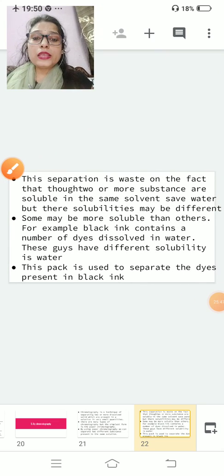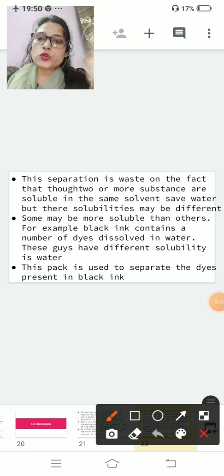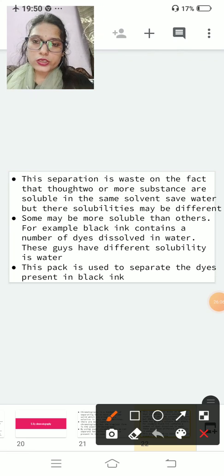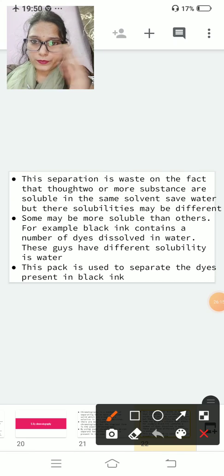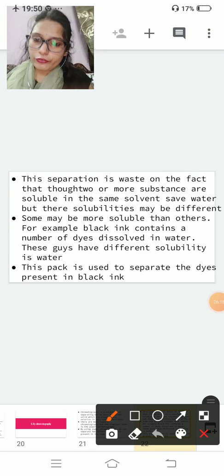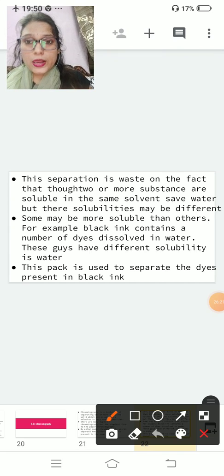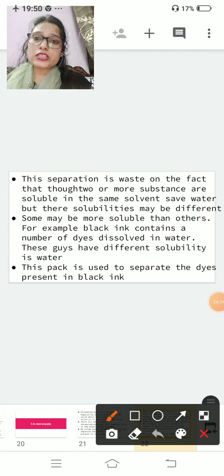Now, this separation is based on the fact that though two or more substances are soluble in the same solvent, say water, their solubility may be different. For example, if you take a mixture in which two or three substances are present and use water as a solvent, it is not compulsory that the solubility of all these substances will be the same in water. It will be different. Some may be more soluble, others less soluble. For example, black ink is a mixture of many colors.